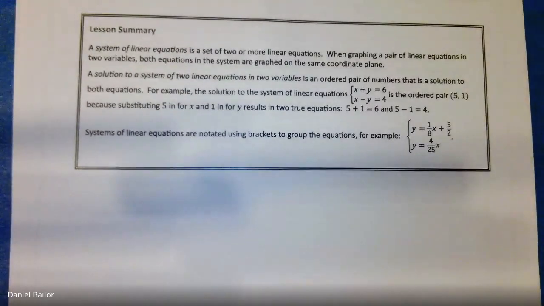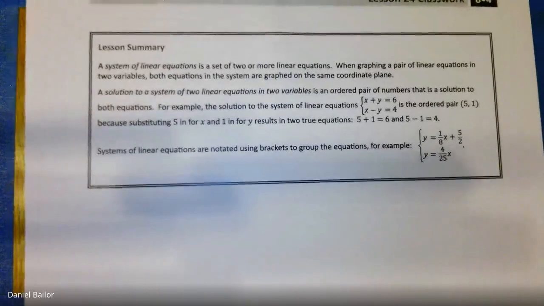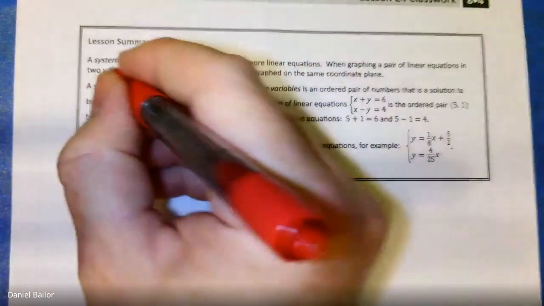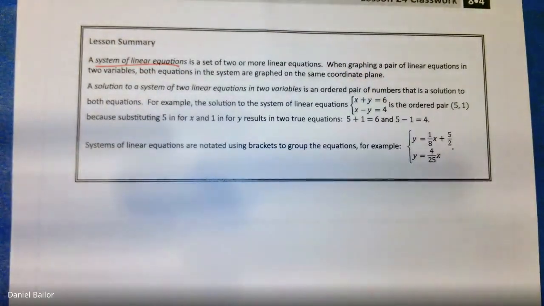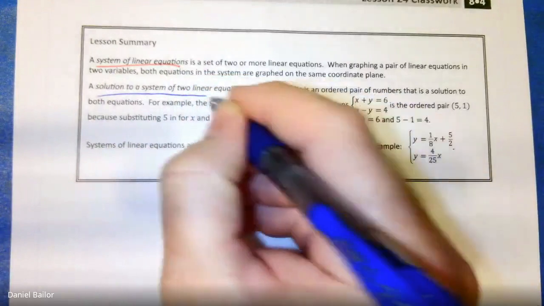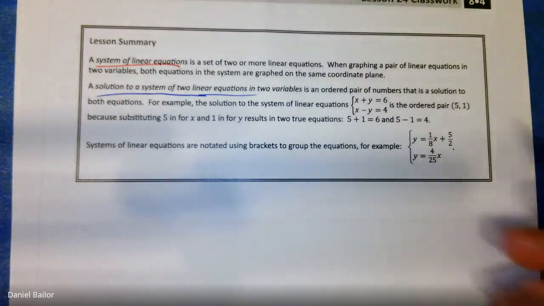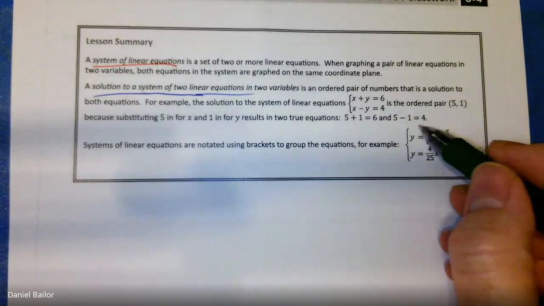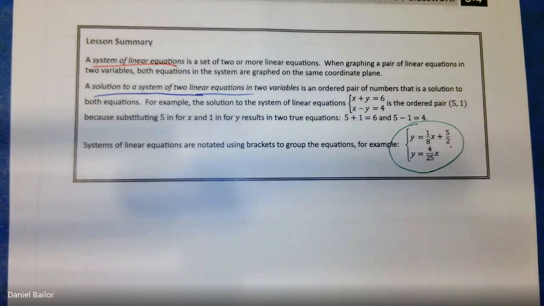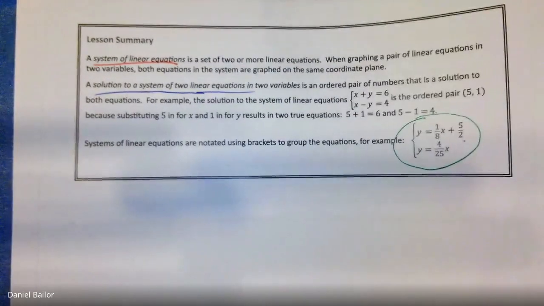So let's keep looking. Turn the page, and there's your lesson summary that we've talked about. It tells you the definition of a system of equations, tells you the definition of a solution to a system of equations, gives you what a system of equations looks like using the brackets. So there you go. It shows you the brackets. All 3 things we talked about in today's lesson.